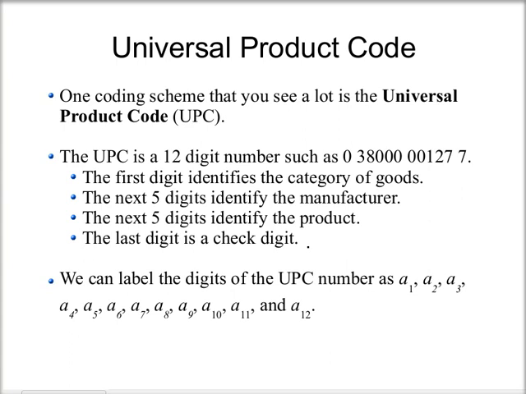So this has a slightly more complicated rule. Before we get to the rule, we're going to label the digits of the UPC number as A1 through A12. So for this number here, I would have A1 is equal to 0, A2 is equal to 3, A3 is equal to 8, A4 is going to be equal to 0, and so on. So I'd label all of these numbers A1 through A12.